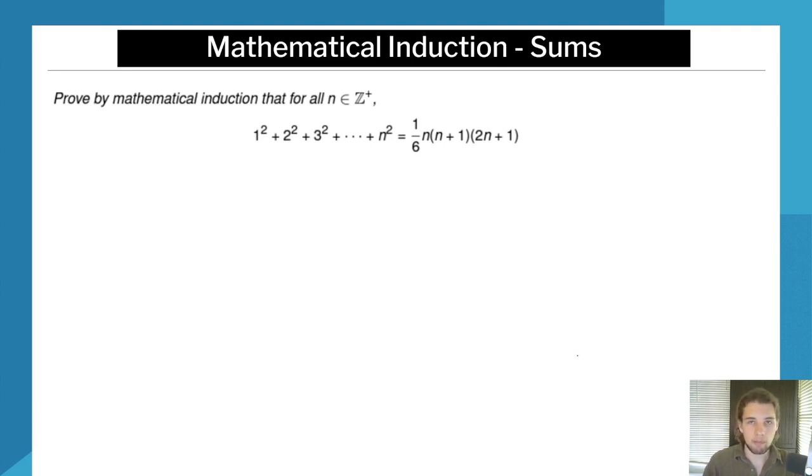We are proving that a sum can be modeled by a general formula. So this says 1 squared plus 2 squared plus 3 squared all the way up to n squared, and n can be any positive integer, is equal to this general formula here. So that's 1 over 6 times n times brackets that say n plus 1, and then times brackets that say 2n plus 1.